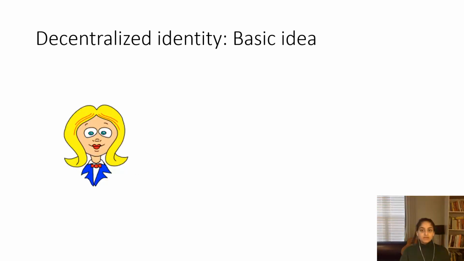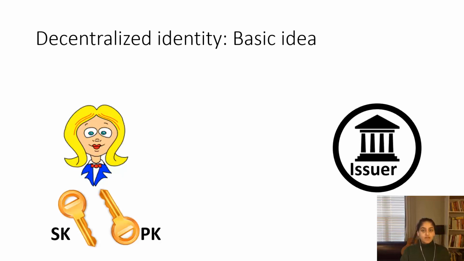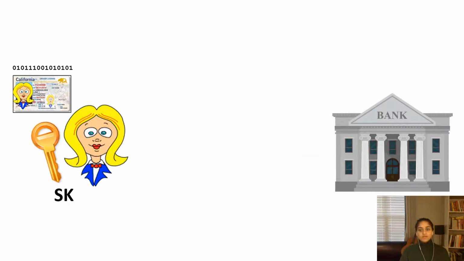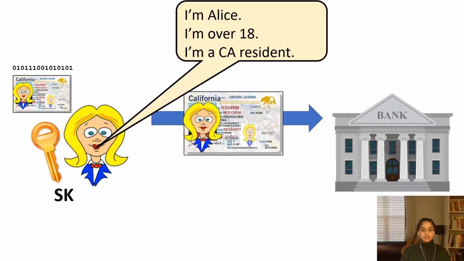The basic setup for decentralized identity goes like this. There's a user, Alice, an issuer, such as the California DMV. Alice generates a public-private key pair, and the issuer issues an ID and binds it to Alice's public key so she can now use it. Now, say Alice wants to avail a service, such as getting a student loan. She can make claims about herself, such as, I'm Alice, I'm over 18 years old, I'm a California resident, and she can use her decentralized identity and secret key to confirm these claims. Now the bank checks this ID and decides to give her a loan.